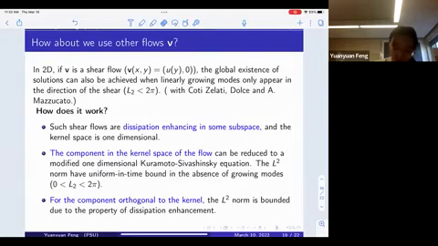The L2 norm has a uniform in time bound in the absence of growing modes. That means we need to restrict L to be less than 2 pi. For the component orthogonal to the kernel, the L2 norm is bounded due to the property of the dissipation enhancement.